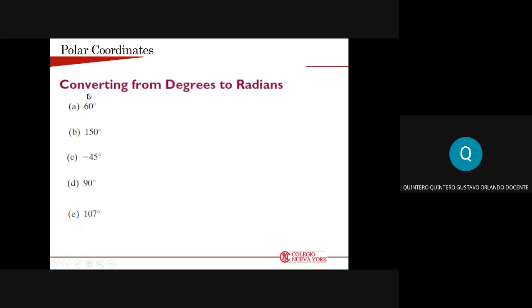All right, let's begin. So we have the first one, right? Question number A, 60 degrees, and the question here is: convert from degrees to radians. We want to convert 60 degrees. Remember, the little circle in the corner means degrees. Change from 60 degrees into radians.